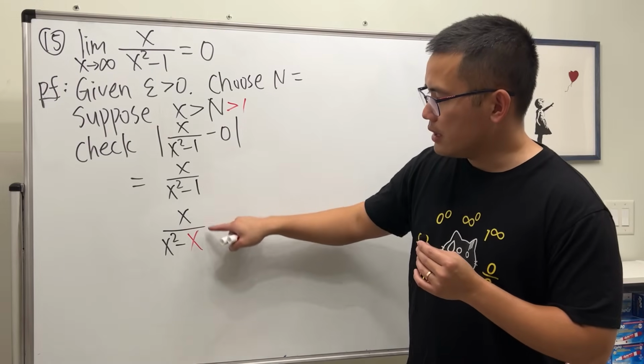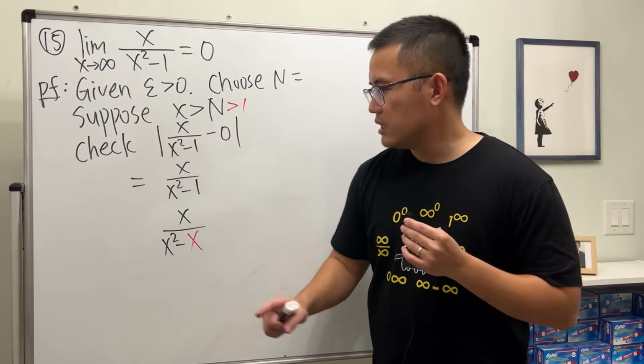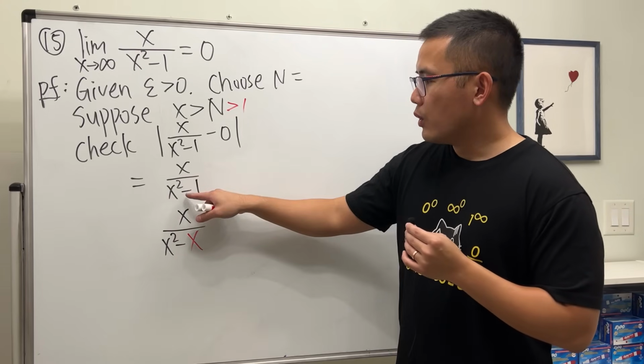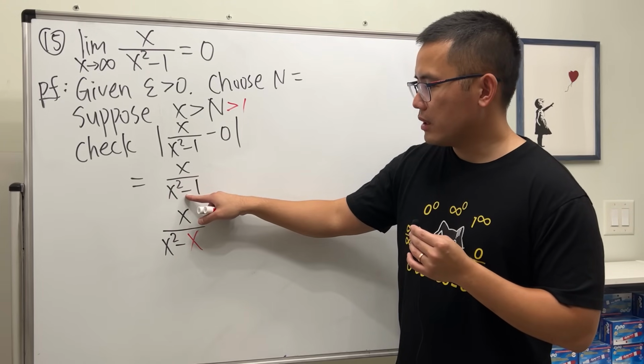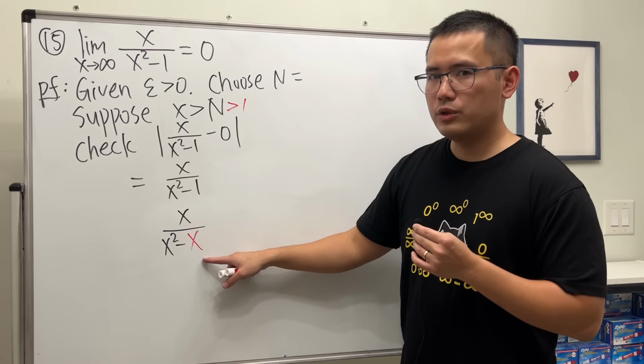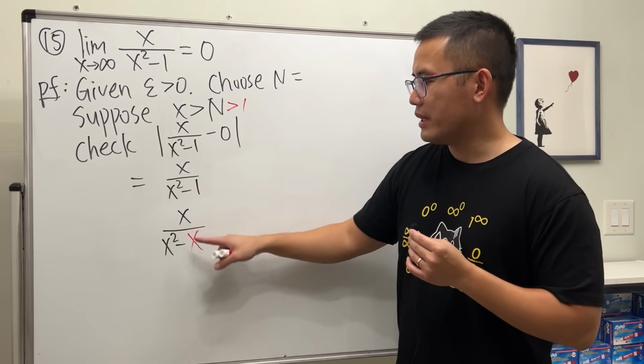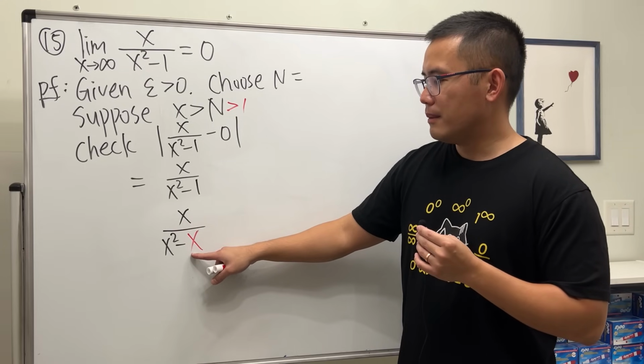Now, can we compare this and that though? Yes. Check this out. They both have x squared. When you minus 1 here, compare with minus x, which one is bigger? In fact, minus 1 is bigger than minus x.